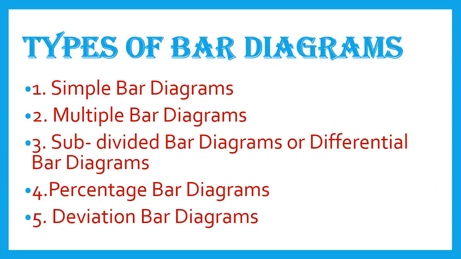So these are the types of bar diagrams. First, simple bar diagrams, then multiple bar diagrams, and subdivided bar diagrams or differential bar diagrams. These 3 types were discussed in the last lecture. Now in today's lecture we shall discuss percentage bar diagrams and deviation bar diagrams. Along with these bar diagrams we shall also study pie diagrams.